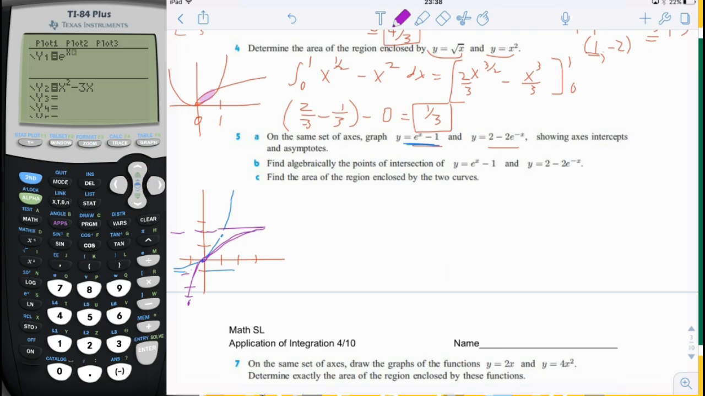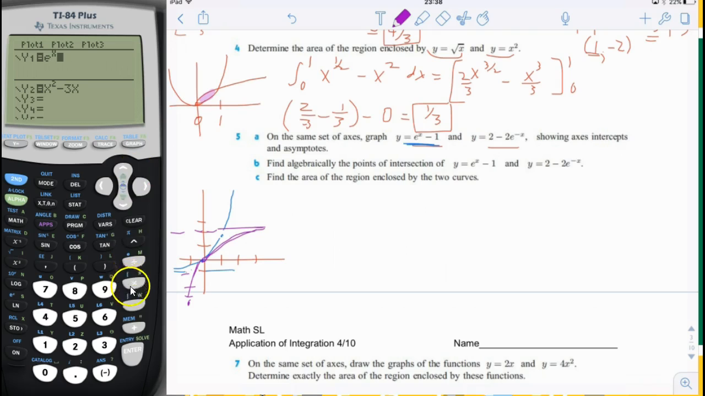What is with the calculator thing? It's plus minus 1. And then the next line is going to be 2 minus 2e to the negative x. I should have just cleared everything, huh? 2 minus 2e to the negative x.